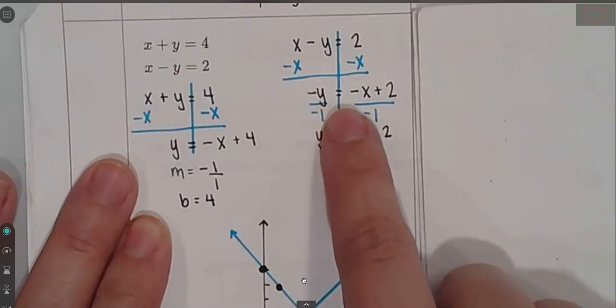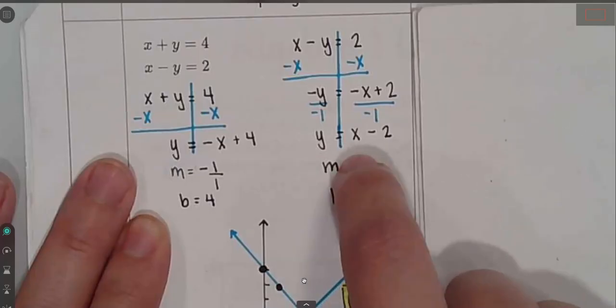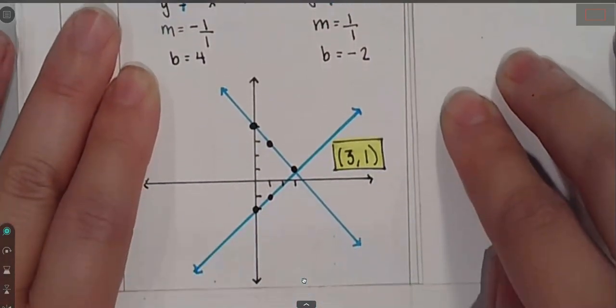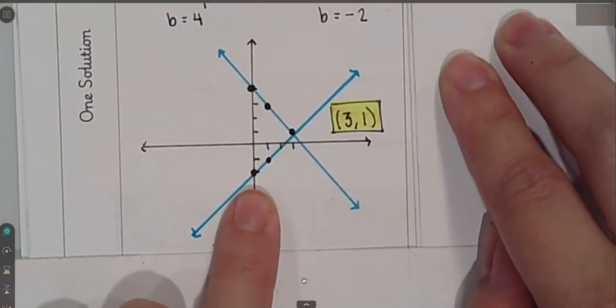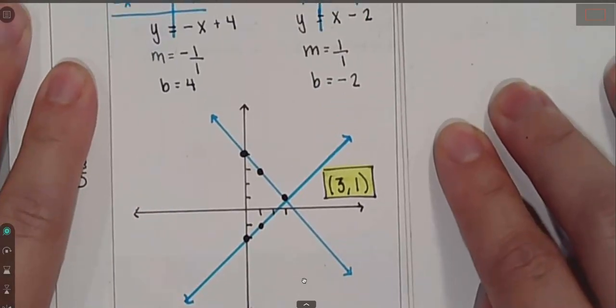My second equation, I'm going to subtract x from both sides. I have negative y equals negative x plus 2. Divide both sides by negative 1. Y equals x minus 2. M is 1, B is negative 2. So my second line intersects the y-axis at negative 2. Up 1 over 1. There's my second line.